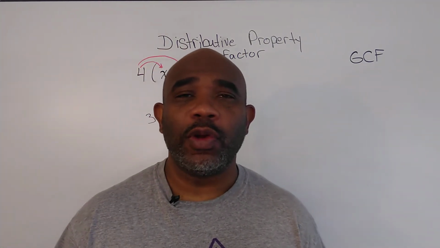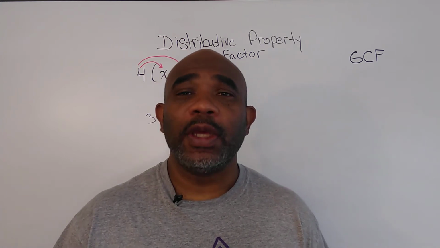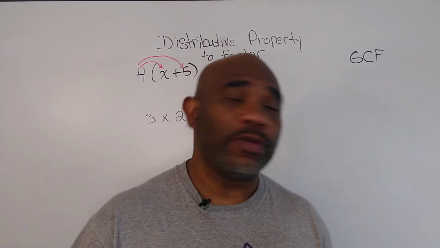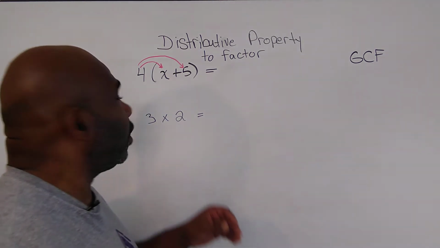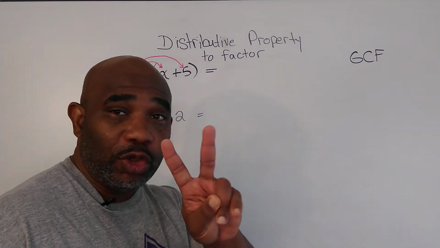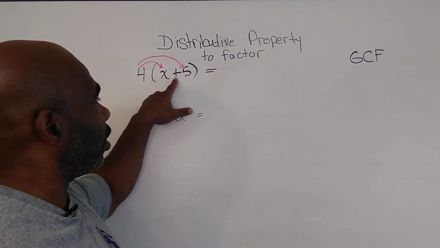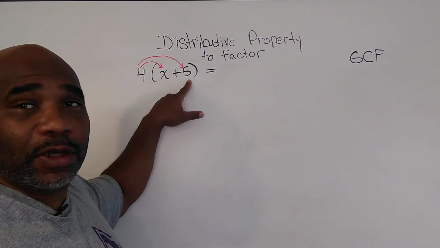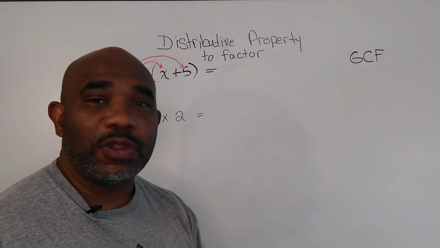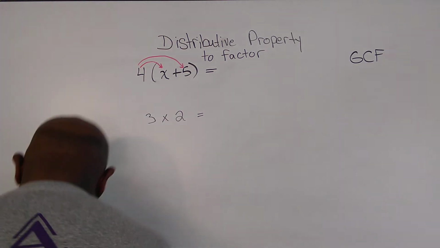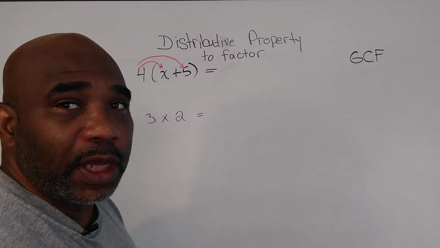In this video, we're going to use the distributive property to factor some binomials. First of all, a binomial, remember, is just something with two terms. A term, this term separated by that term. So two terms.